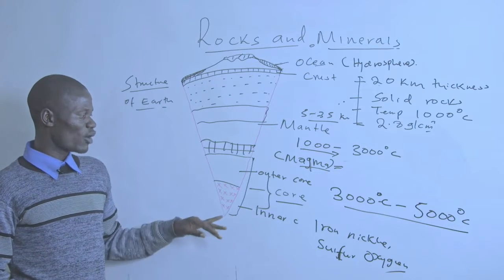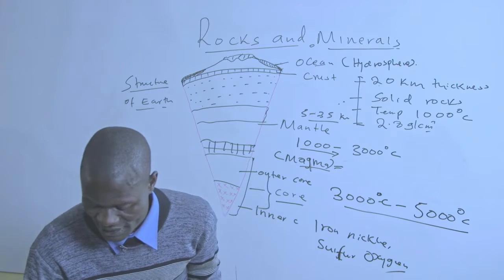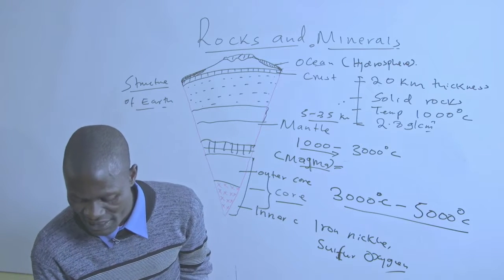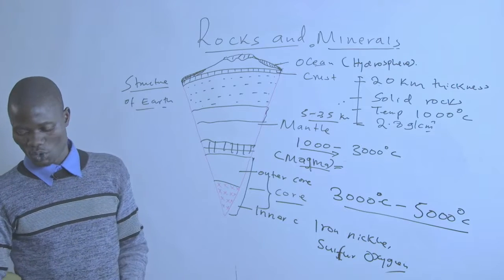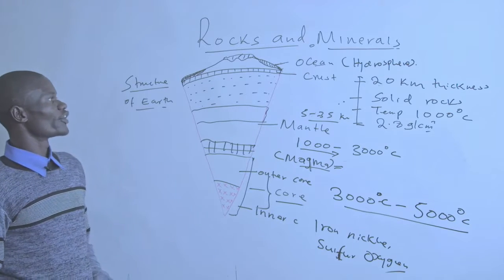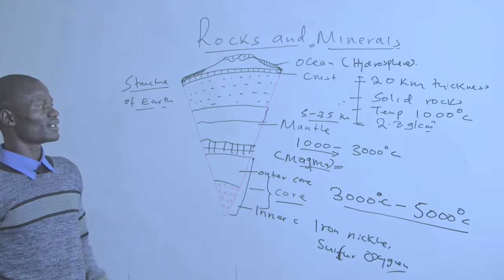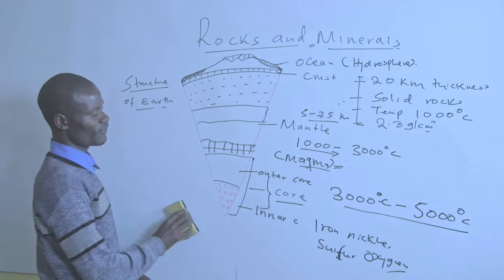make it more fluid. But now we have looked at the structure of the earth, the earth being made up of three layers. Now we will be able to look into the rocks and the minerals, because we have a basic understanding of the structure of the earth at this level.